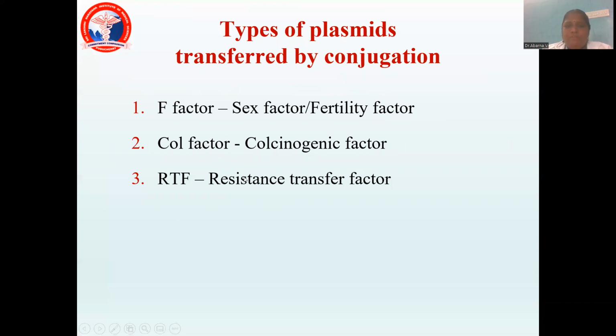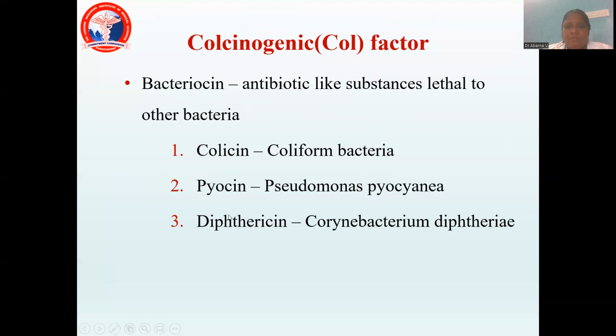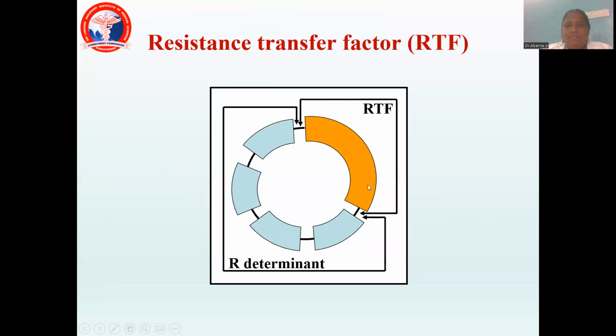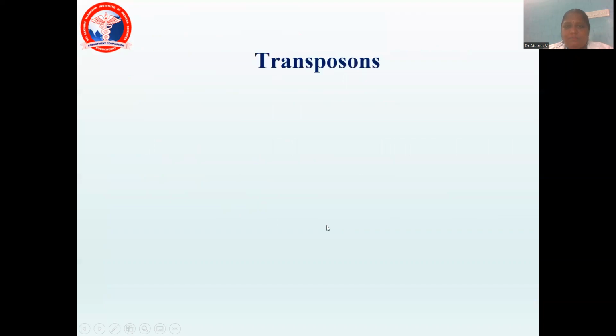So all the types of plasmids can be transferred by conjugation, especially F factor, col factor, and RTF. We know that col factor codes for colicin, pyocin, and diphtherocin. And we also discussed the resistance transfer factor, which has an R determinant and RTF. Without this RTF, the whole component cannot be transferred.